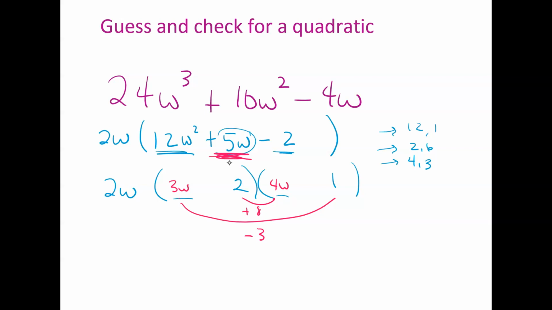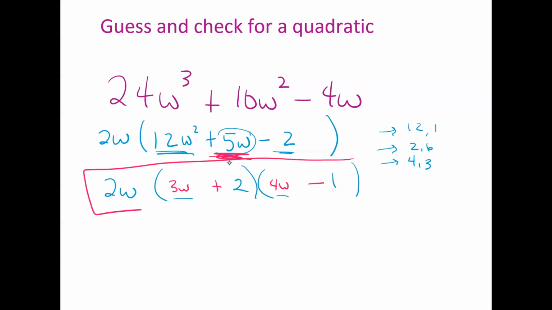So if I need the 8 to be positive, that came from these two. So I need the plus on the 2. And if the negative needs to be on the 3, I need to put it here so it could make that happen. So now I feel like I factored it correctly. All right, and that would be my final answer.